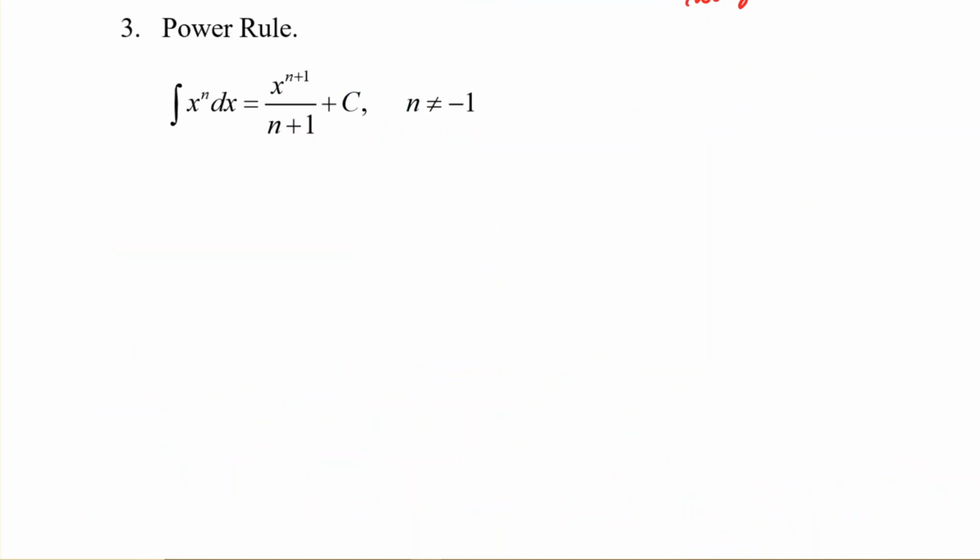Next, we have the power rule. What does the power rule say? The integral of x raised to power n dx equals x raised to power n plus 1 over n plus 1, plus c. So basically, we increase the power by 1 and divide by the new power. And this rule holds true when n is not equal to -1. So if you have something like 1 over x, that means x raised to power negative 1, so this rule doesn't apply in this case. So the integral of 1 over x dx.